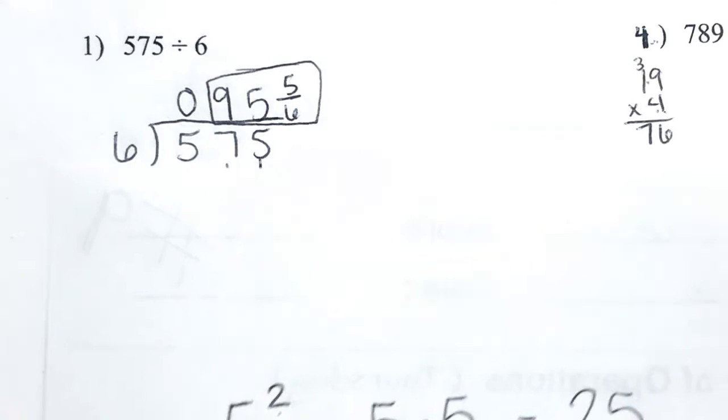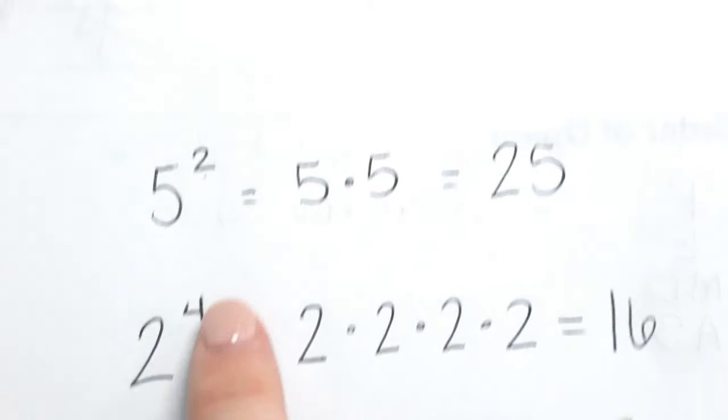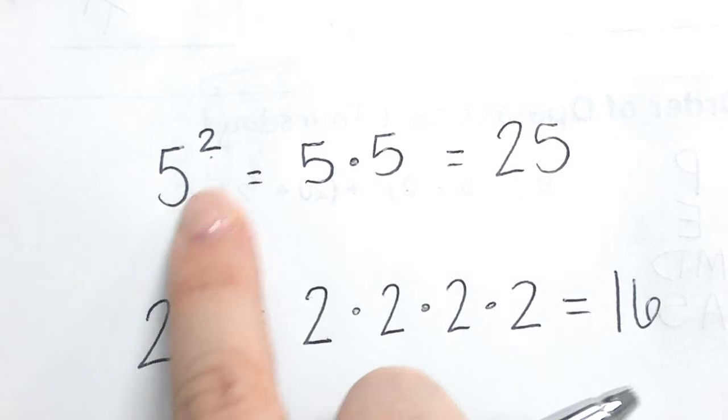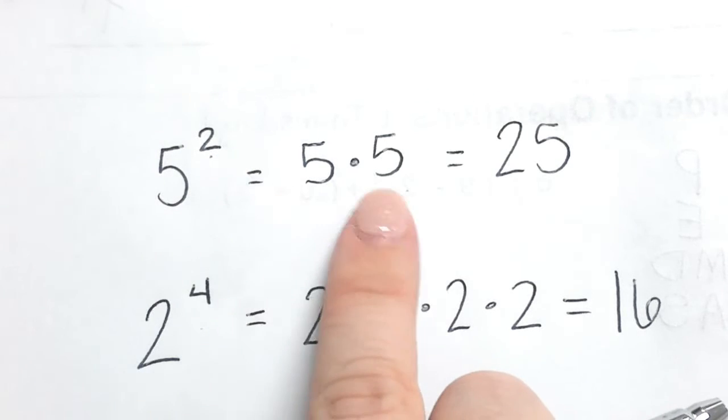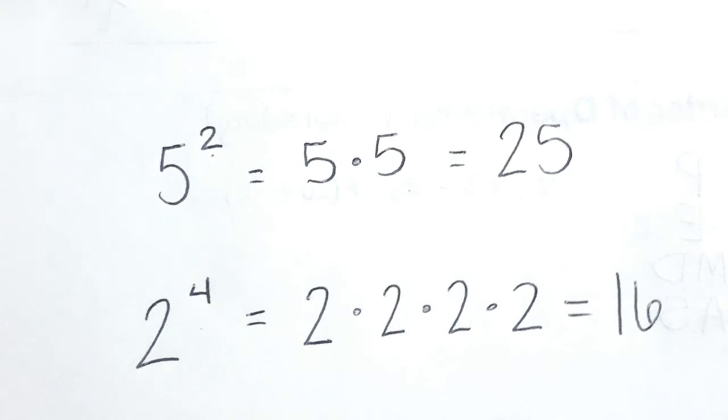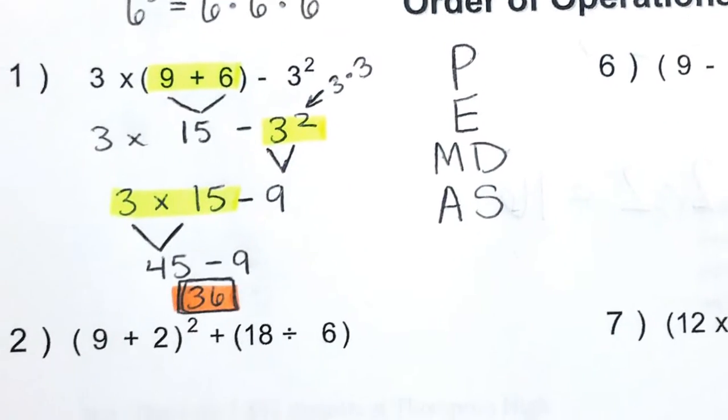Do you see right here? 5 is my big number. My 2 means I'm using it twice. Here, 2 is my big number. My 4 means I'm doing it 4 times. Okay? All right. Other questions?